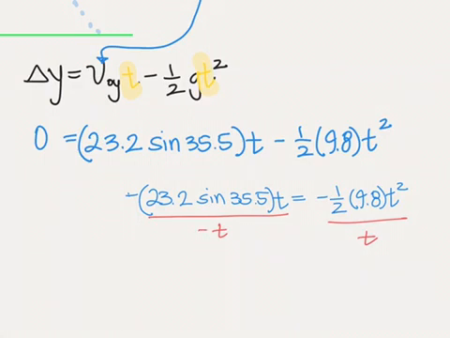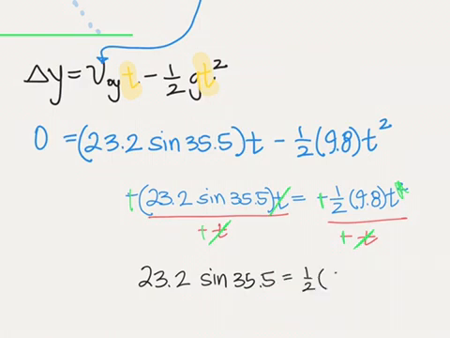I can go ahead and divide by negative t on both sides. That'll make things nice because that will cause this to cancel out. This t and this t will cancel out, this negative and this negative, and then a t on the bottom and just one of our t's on the top will cancel out. So after all that's said and done, we'll have 23.2 sine of 35.5 is equal to 1/2 of 9.8 times t.